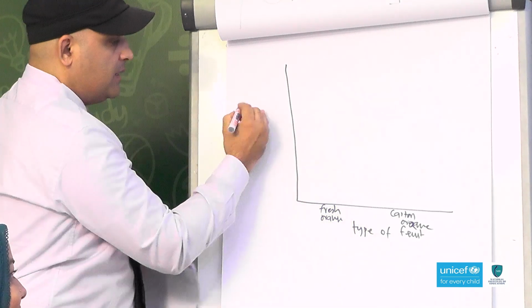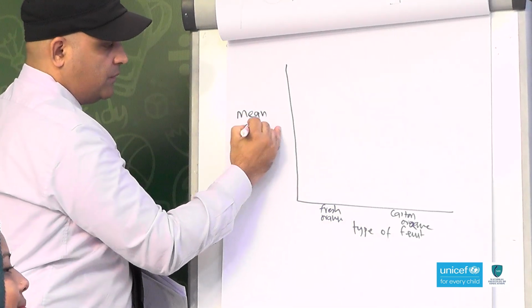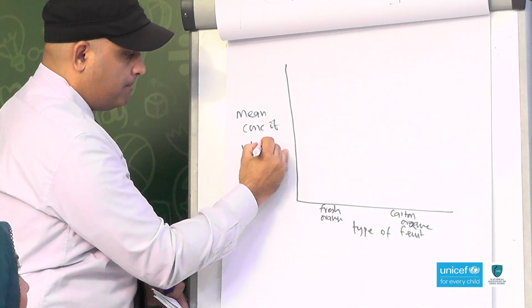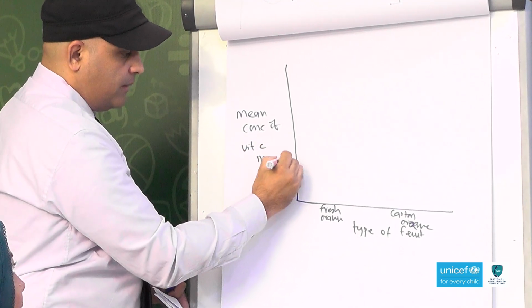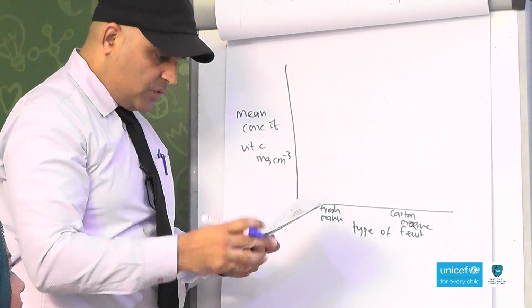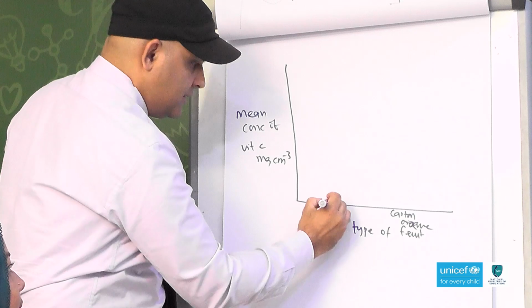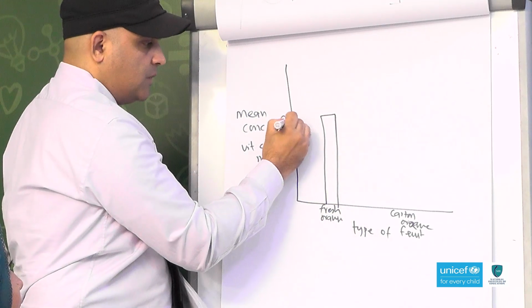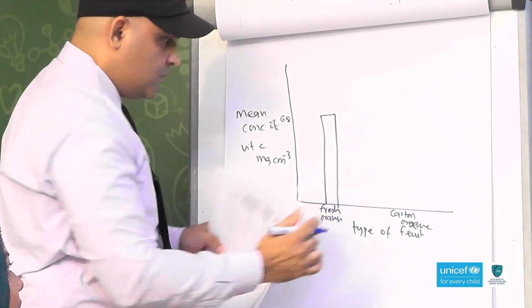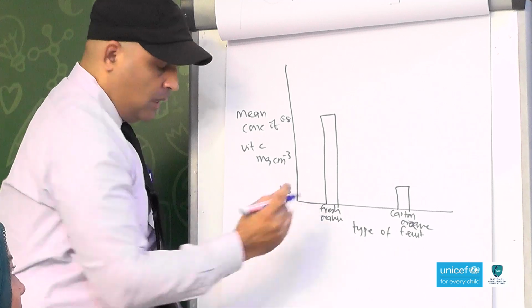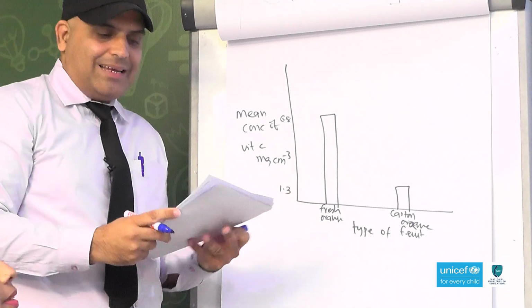And then you have mean here, mean concentration of vitamin C, milligram per centimeter cube. And then this value is, I guess, 6.8 here. It's already given. It's around 6.8 here, and here the value is 1.3 somewhere here. Now they require you to draw a standard deviation.